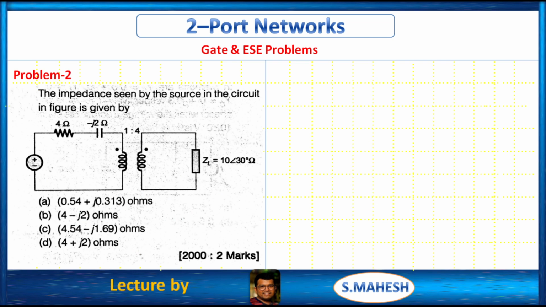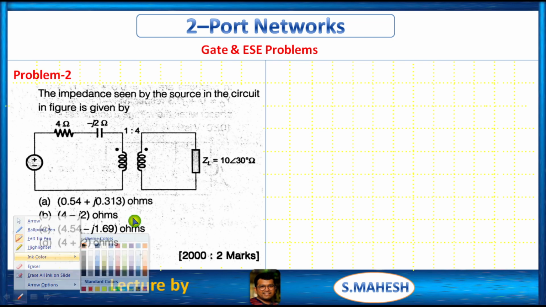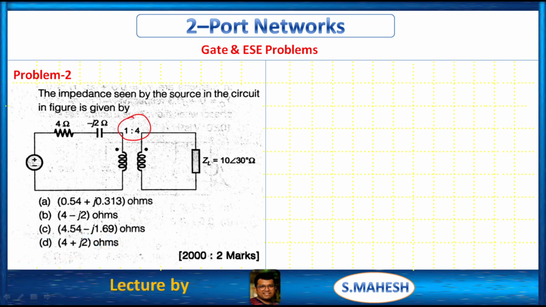Just now we have discussed, right? In the circuit in the figure, he provided the turns ratio, this is 1 is to n. And this is Z, the load, no problem at all. Let us assume this is Z1, and this is ZL.